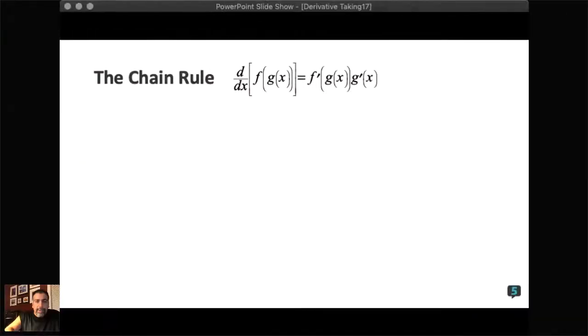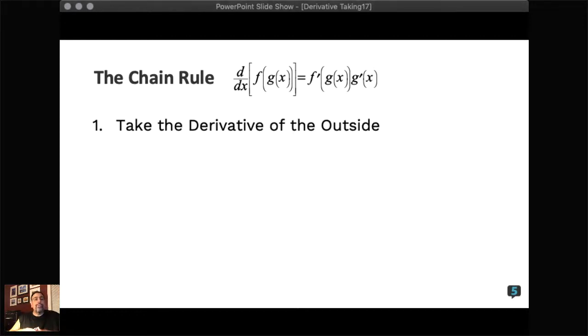When we're discussing the chain rule, again, you look at the notation, there's a lot going on there, okay? And students, again, at first have a hard time deciphering this. But I give them these steps, and those steps are, first thing you want to do is take the derivative of the outside function.